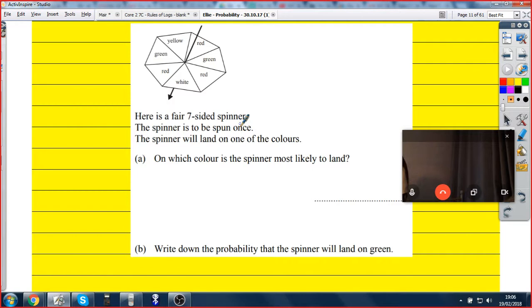Probability that this will land on a green? 2 out of 7. Yeah. This one's okay.